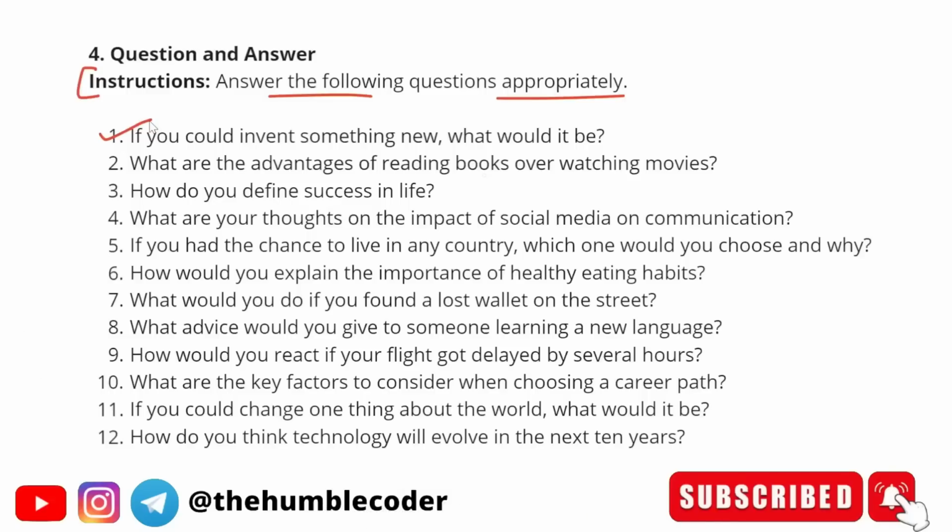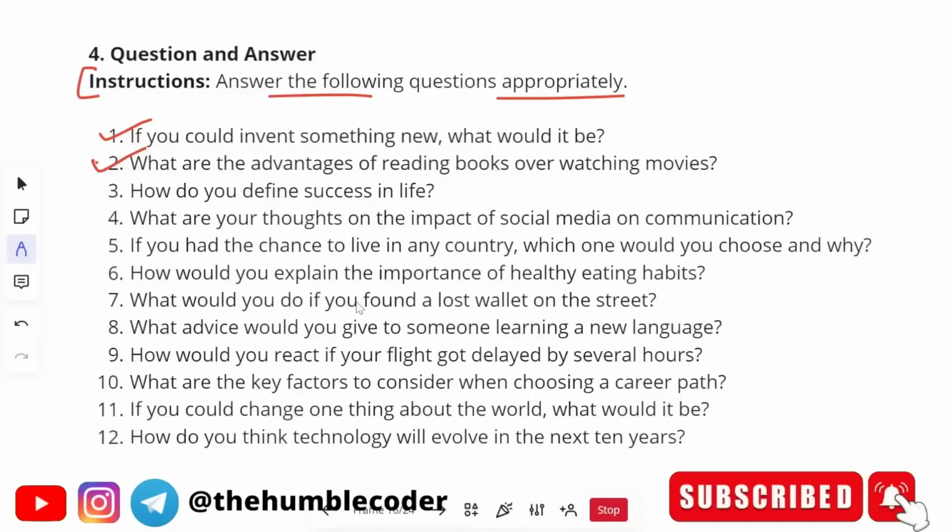So the answer for this is going to be, I would invent a device that converts plastic waste into useful energy without harming the environment. This would help reduce pollution and provide an alternative energy source. Okay, so in this way, basically you will be getting a question and you have to answer it, or you need to speak the answer for it. Let's see the second question that we have.